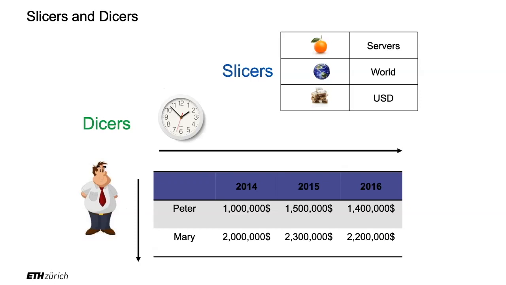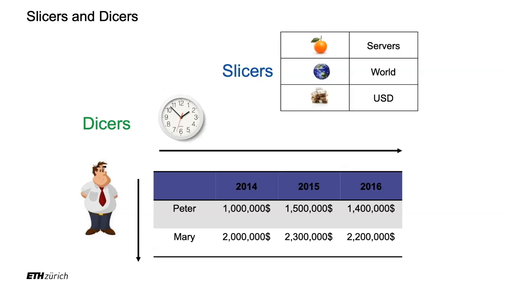Here you go. This is what it means to slice and dice. So the slicing means we select a few dimensions and values. We say, okay, for the product, we only look at the servers. For the countries, we only look at the whole world aggregated. And for the currency, we only look at US dollars. So we are looking only at that portion of the cube that corresponds to these sliced values. So these are the slicers.